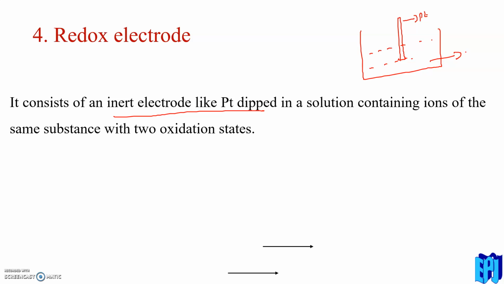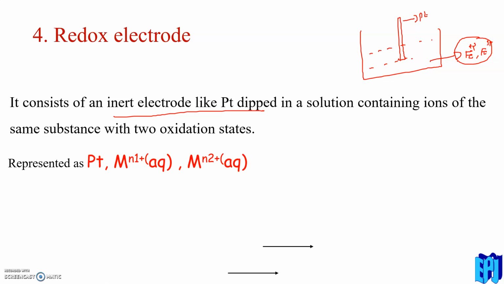We know that iron has two major oxidation states, Fe2 plus and Fe3 plus. We mix one Fe2 plus solution and one Fe3 plus solution, and we dip the platinum electrode into this solution containing Fe2 plus and Fe3 plus ions. This means there is a possibility for a redox reaction to take place. This type of electrode is known as a redox electrode.